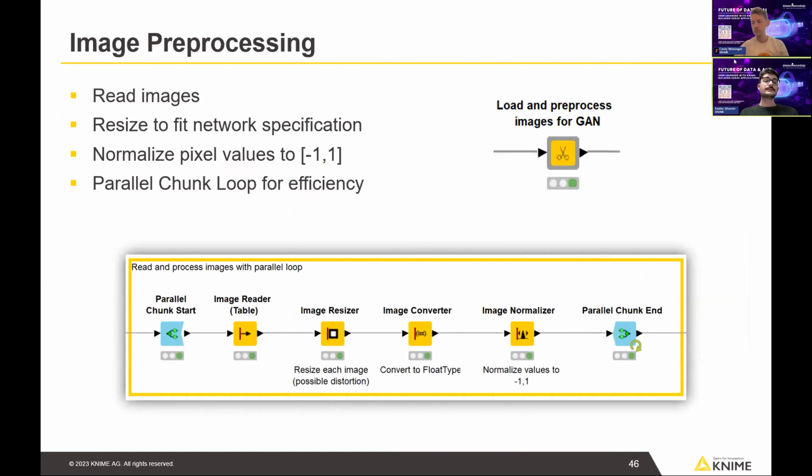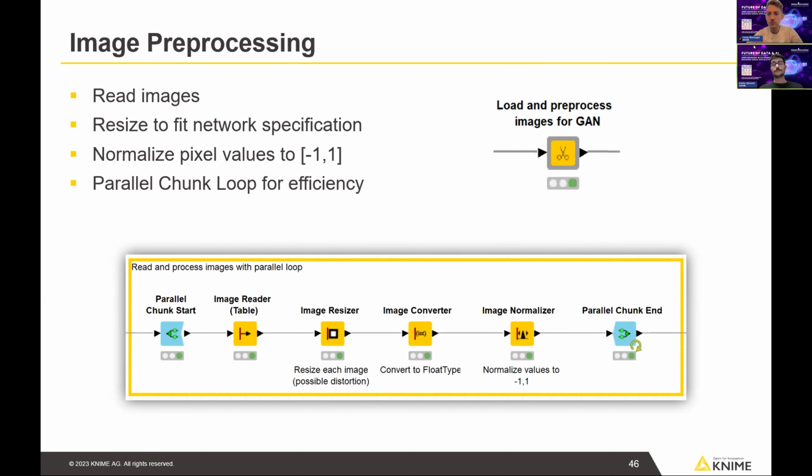So starting from the image processing, what we wanted to do, besides reading the images, was to resize them into the same shape and then normalize their pixel values to a common range of -1, +1.